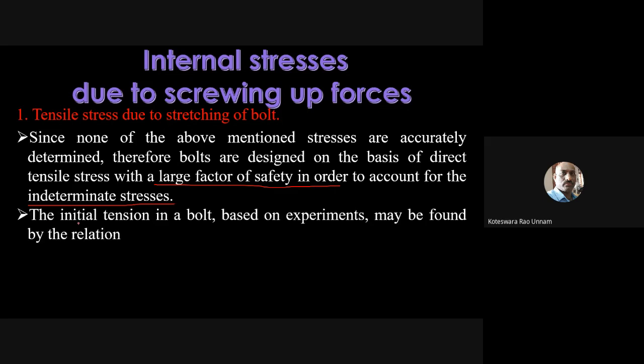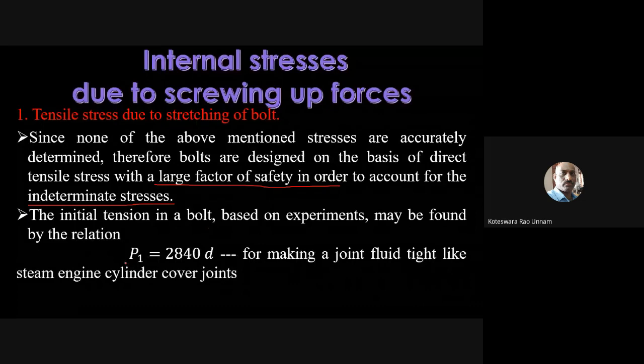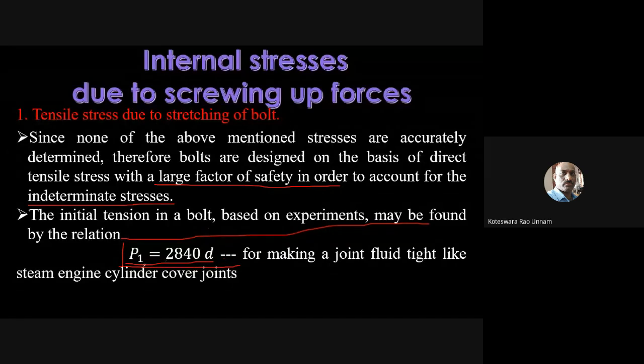Okay, so the initial tension in a bolt based on experiments may be found by the relation. This we already discussed in the previous class. I already showed it to you in the data book also. This relation is there in the data book. The initial load on the bolt due to initial tightening is given by 2840 into D, where D is the major diameter or nominal diameter of the bolt, which should be expressed in mm only.